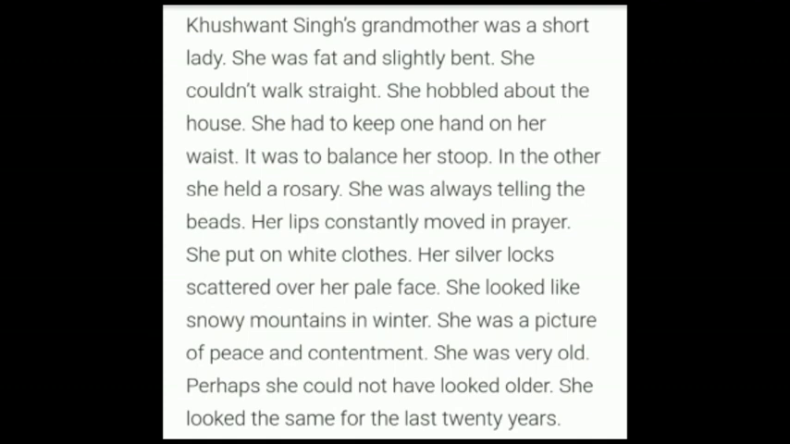Okay, how he started the lesson in the sense, see, he has given a kind of clear picturization about the appearance of his grandmother. This is what he is saying. My grandmother was a short lady. Okay, so author's grandmother was a short lady and she was slightly bent too. Okay, that was her age actually. Because of her age she was bent, and because of that she couldn't walk straight, and she would always be holding one hand on her waist for support actually.